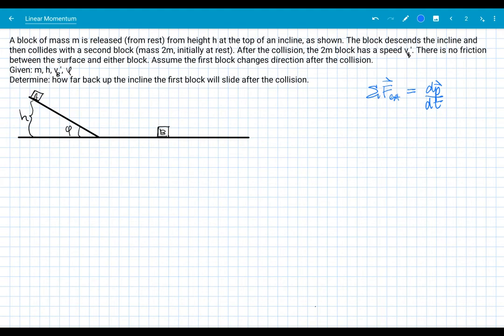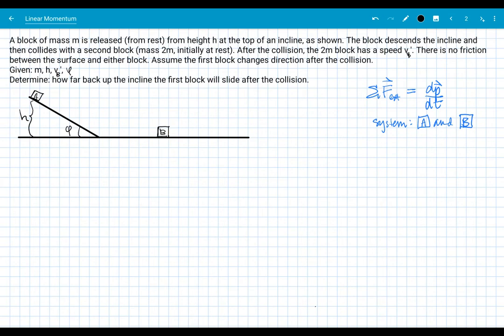So let's define our system as the system of two blocks, right? So blocks A and B. At the very beginning, we can't use momentum analysis on this scenario because block A obviously has an external force as it accelerates down the incline. What we can do is apply energy analysis though. So let's not forget about that.